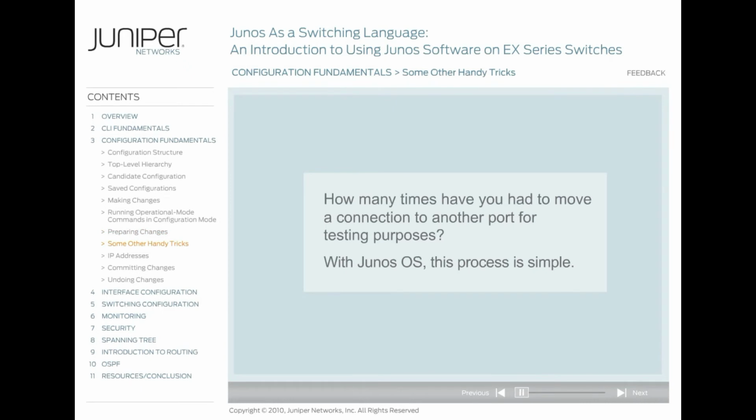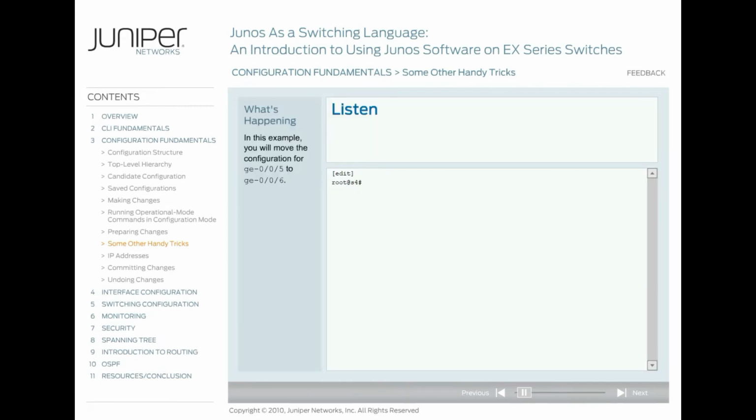How many times have you had to move a connection to another port for testing purposes? With Junos, this process is simple. In this example, you'll move the configuration for ge-0/0/5 to ge-0/0/6. First, type show interfaces to view all interface configurations. Try that now.